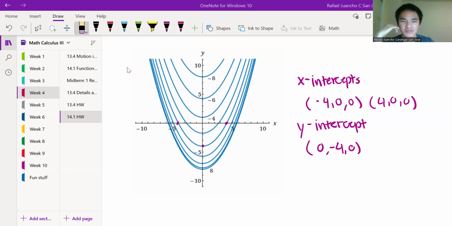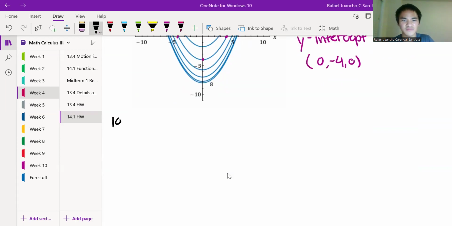So that's how we can use contour maps. You can, again, just track the traces. Oh, we got it. Look. Okay, nice. Number 10, same idea. We're given a contour map, then we sketch my function. Let me just put this in.